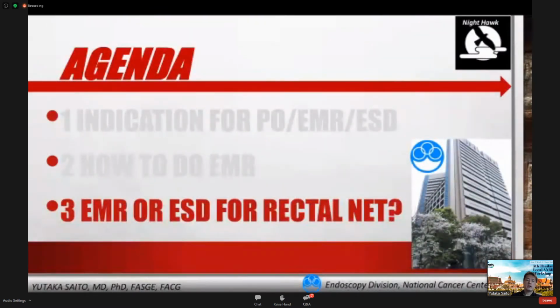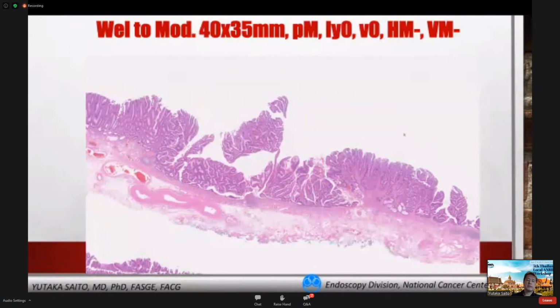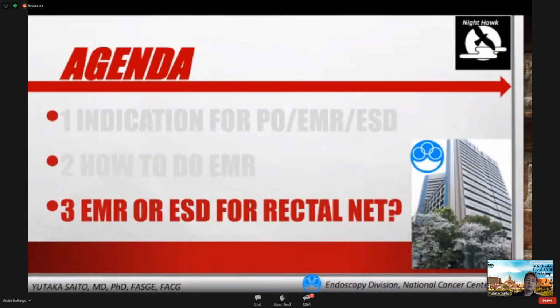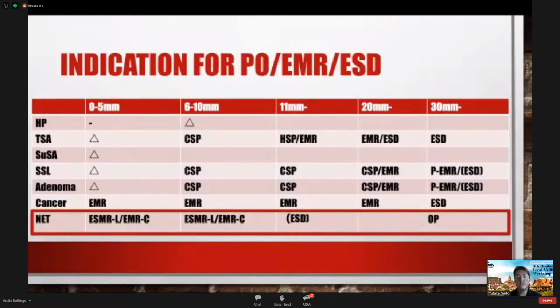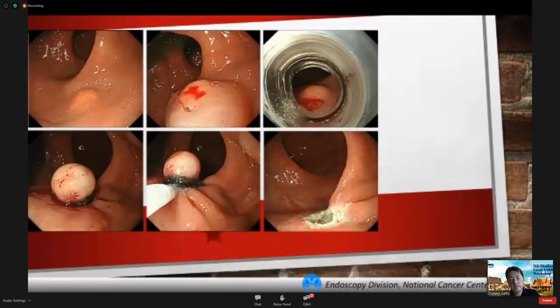Okay, the final topic is endoscopic resection for rectal NET, neuroendocrine tumor. The indication for local resection of rectal NET is mainly less than 1 centimeter, NET grade 1, no lymphovascular invasion, and limited to the submucosal layer. And we reported several papers on the effectiveness of endoscopic submucosal resection using the ligation device.